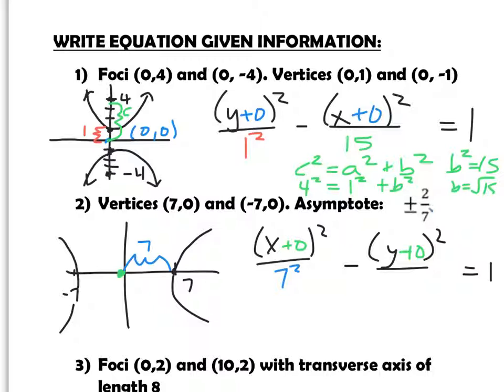And then notice you have the slope of the asymptote, so we have the 7 from x, and then I have 2 from y. Remember, changing y over changing x. And now I'm just going to simplify this down. X squared over 49 minus y squared over 4 equals 1.